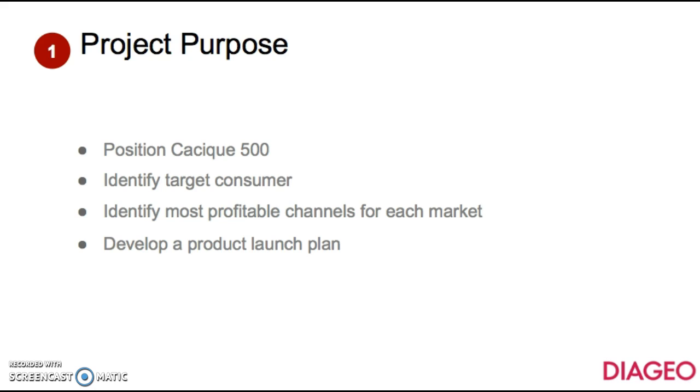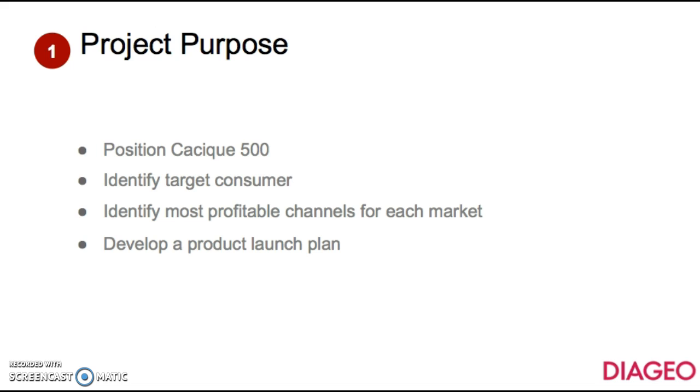To begin, the project purpose. So the purpose of this project is to bring to the Latin American market the rum Cacique 500 from the Cacique brand. So we have four key purposes with this project. First, we need to position the variant of Cacique 500. We need to identify who the target consumer is.